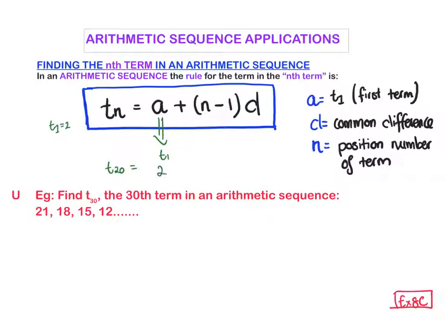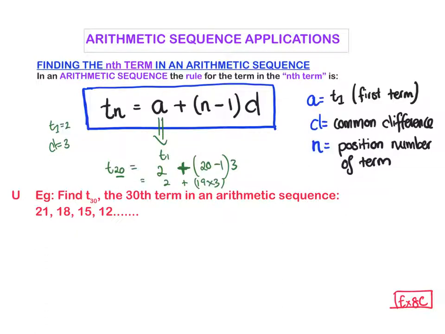You would have 2 plus, now n is 20, so you'd be 20 minus 1 times the difference, and say we said the difference was 3. I just made that up. Okay, so into your calculator, what you'd be typing was like that. Okay? I just made it up.